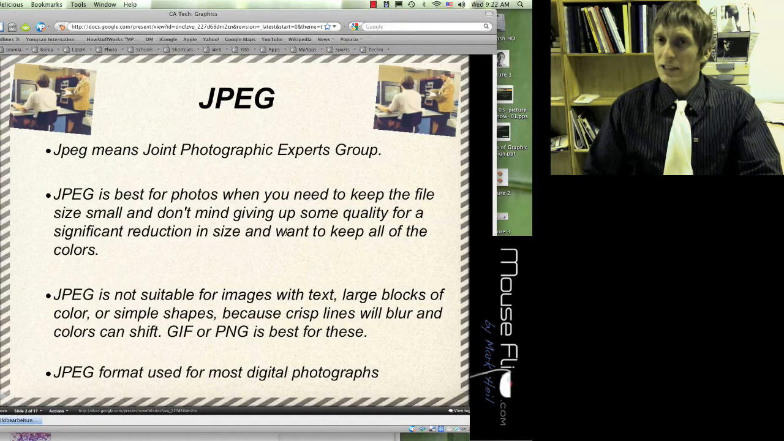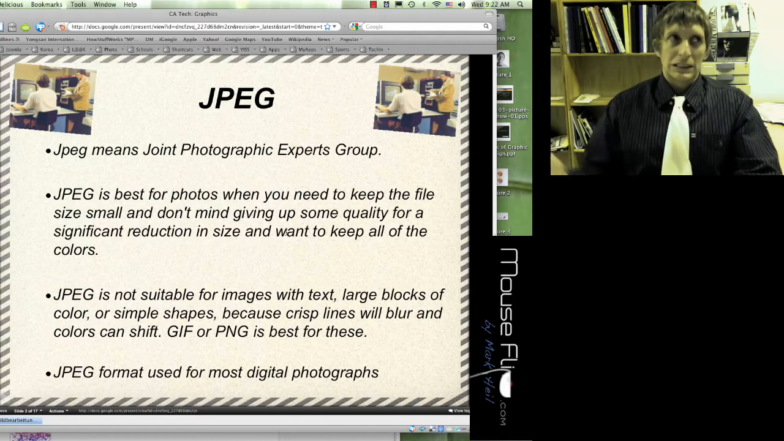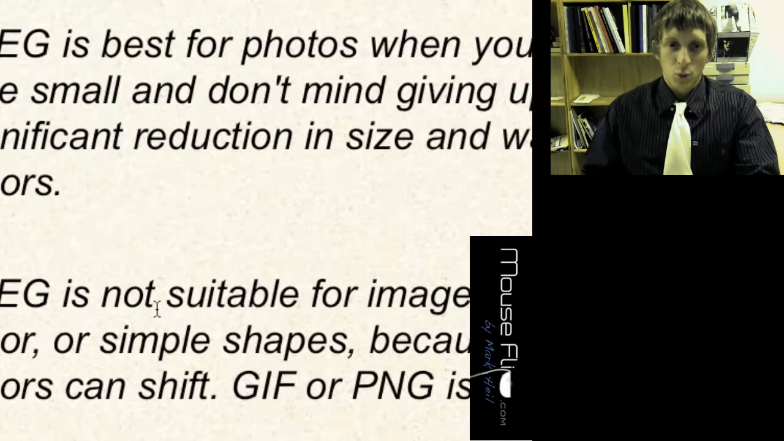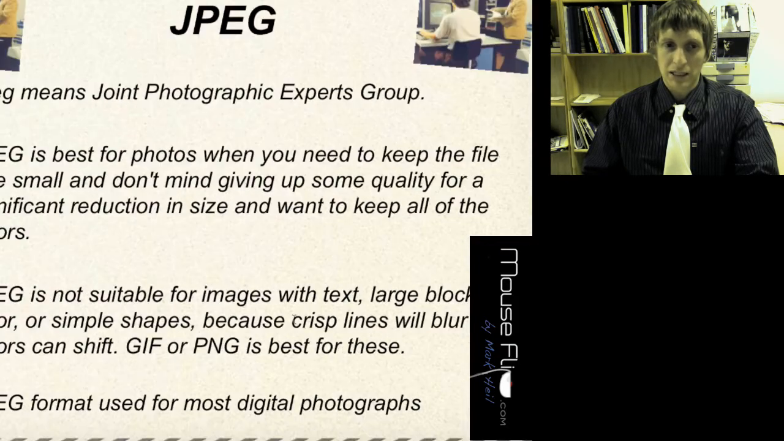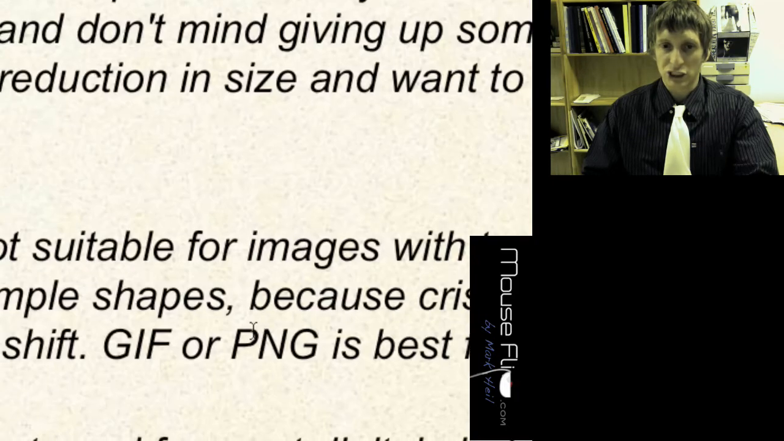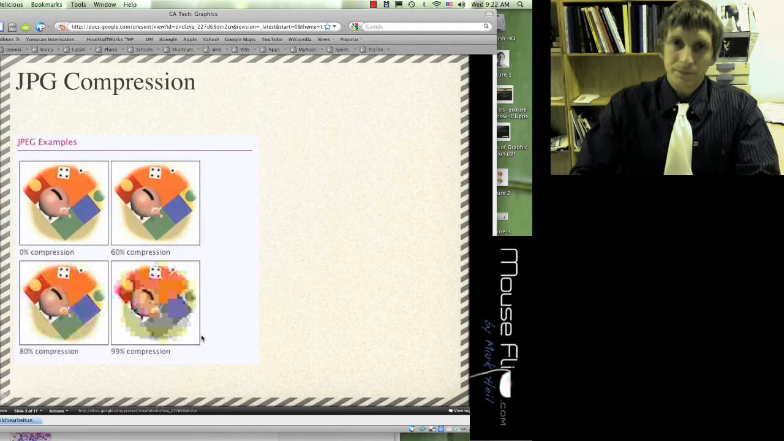It is a compressed version of a photo, similar to how an MP3 is a compressed version of a music file. JPEG is a compressed version of a picture file. Is it not suitable? JPEG is not suitable for images with large block color or simple shapes, because the crisp lines will blur and colors can shift. So we would want to use GIF or PNG for that.